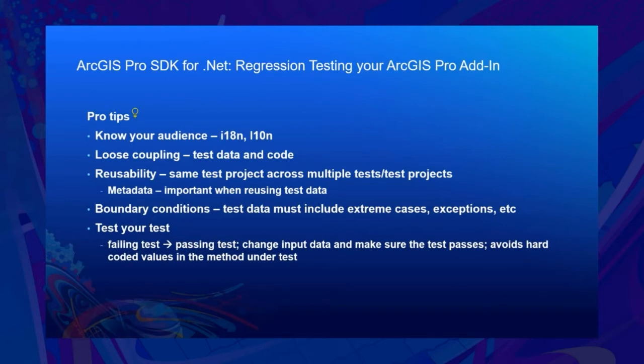Always test for extreme boundary conditions, including testing any exceptions that your method throws. Exceptions can be tested by configuring a test method level attribute and asserting that the method under test does throw the expected exception. Finally, always test your test to make sure it is doing the right thing. This can be accomplished by making sure your test fails during development, and then as you tweak the code or the data, the test should pass.